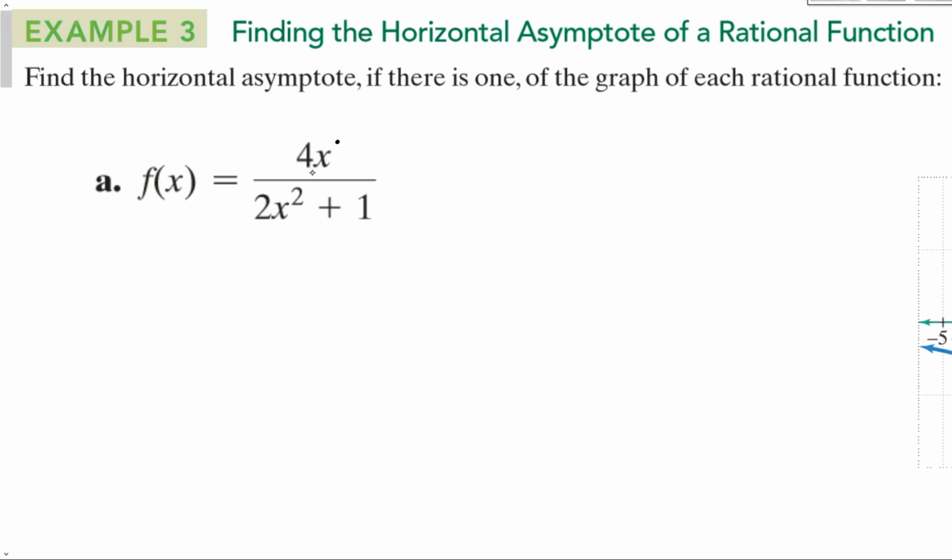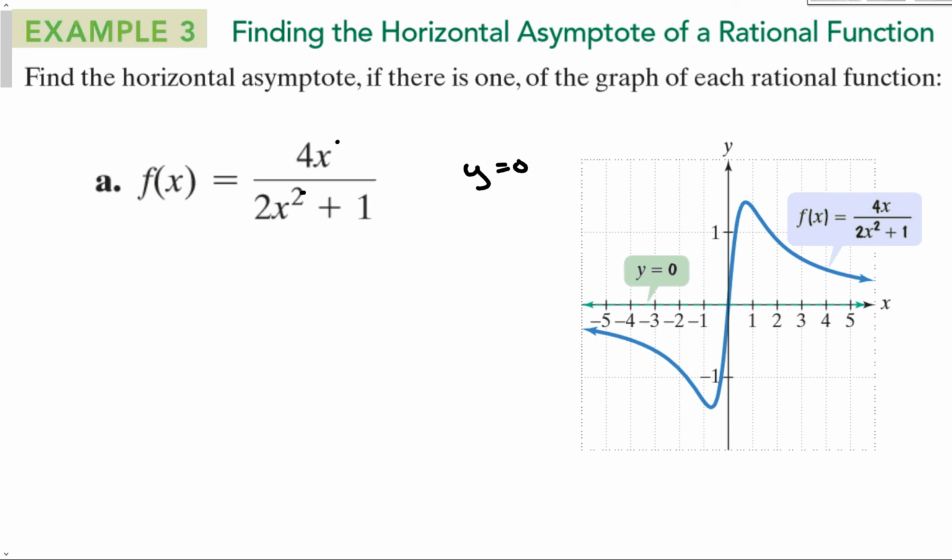All I do is compare these two numbers. The top has 4x to the first power. The bottom has 2x squared. The degree of the top is 1. The degree of the bottom is 2. That means the horizontal asymptote is y equals 0, the x-axis.